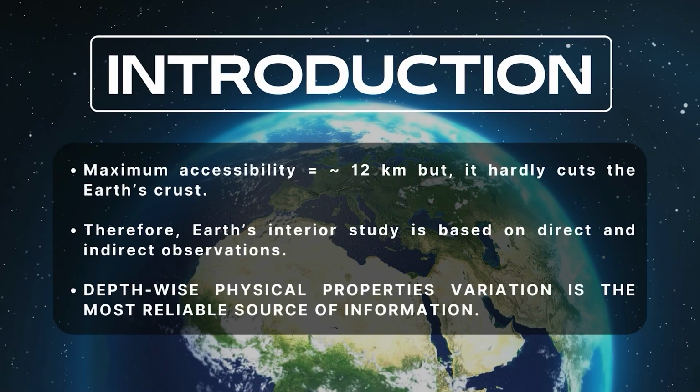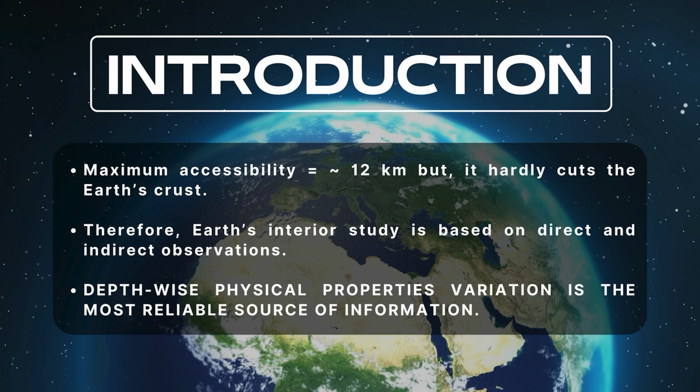Let us discuss accessibility. Our accessibility is very limited. Maximum up to 12 kilometers we can physically see the cores or see the deeper part of the earth, but it hardly cuts the earth's crust. 12 kilometer depth is nothing. Therefore, the study of the earth's interior is based on direct and indirect observations, direct observations as well as indirect observations both.